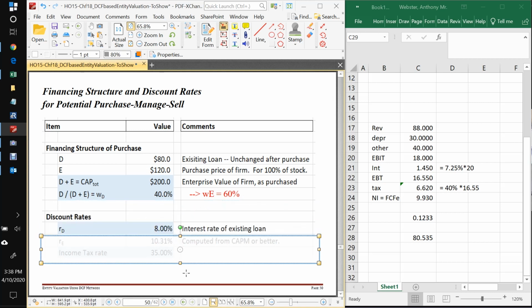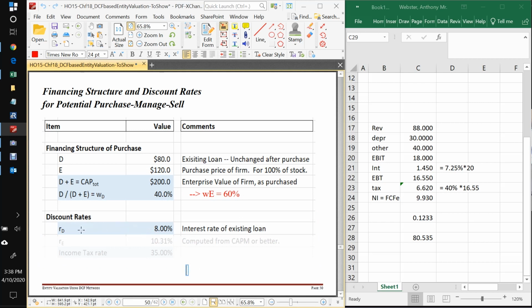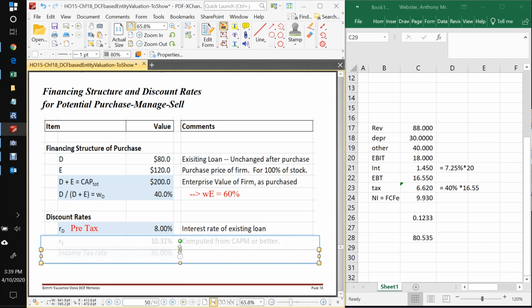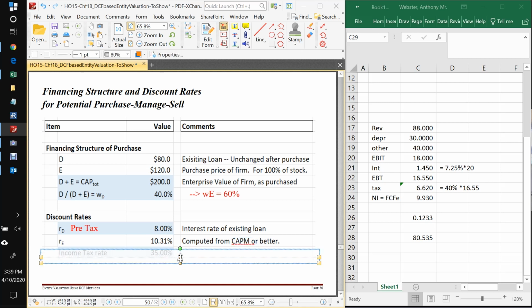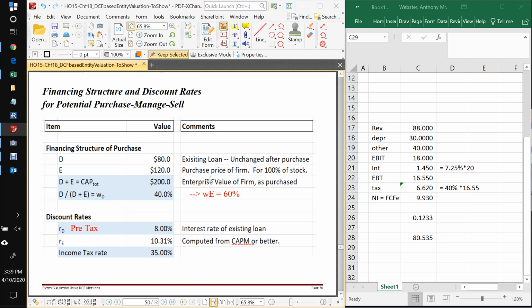So we can talk a little bit about the discount rates. The pre-tax cost of debt capital for them, let's put in pre-tax cost of debt capital is 8%, and that comes directly from the interest rate on the existing loan, okay? And someone has thankfully computed the equity cost of capital for us at 10.31%. And how did they do that? They used CAPM or something like that to get that. And the income tax rate of the firm is 35%. Okay, so here's some of the key data that we need for the firm here.